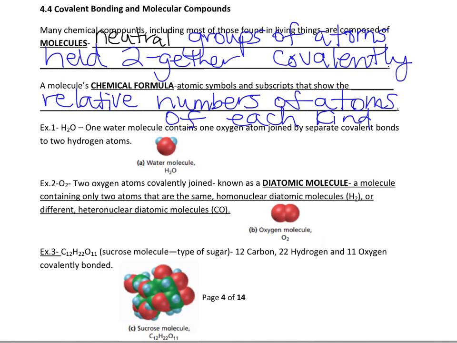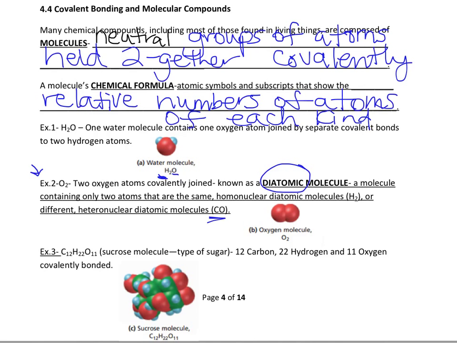For example, you have H2O. One water molecule contains one oxygen joined by separate covalent bonds to two hydrogens. All right, and our other example, example 2, we have O2, two oxygens covalently joined. This is a diatomic molecule that contains only two atoms that are the same. Homonuclear diatomic molecules, H2, are different. Heteronuclear diatomic molecules have a different atom in the two of them.